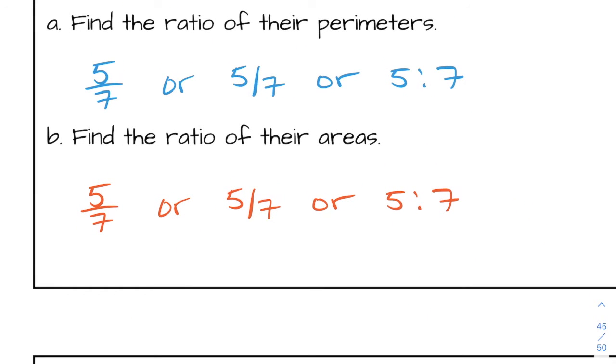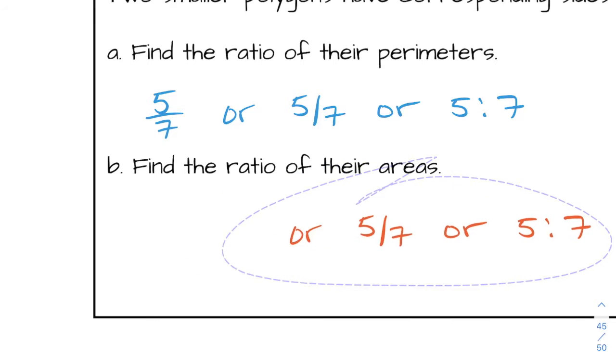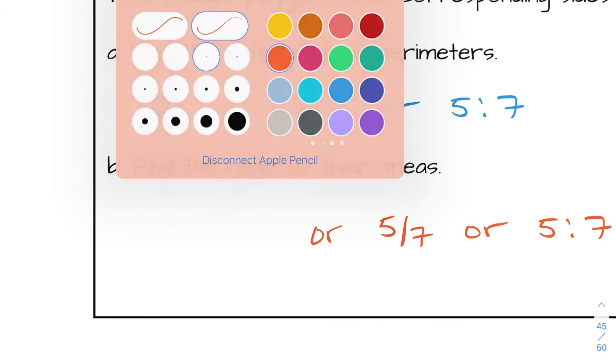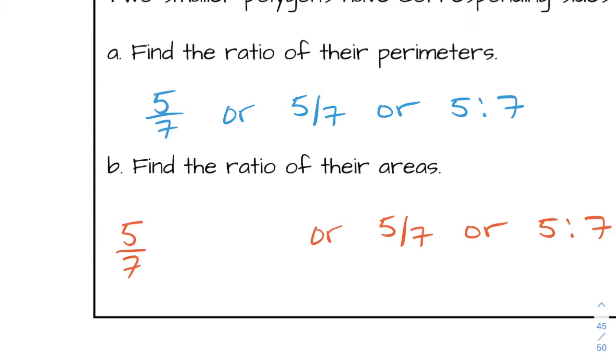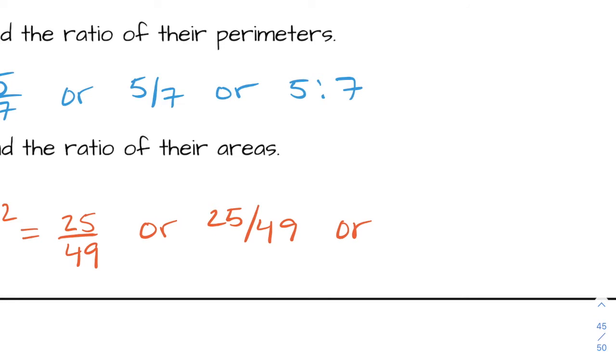So it's not going to be 5 to 7, but it's going to be 5 squared. So it's going to be 5 squared and 7 squared. It's going to be equal to 25 to 49. Let me erase all this because it's not working out the way I thought it was going to with spacing. So 25 to 49 this way, or 25 to 49 this way.